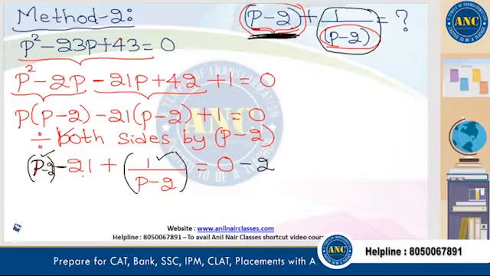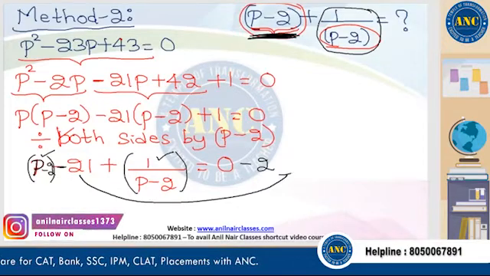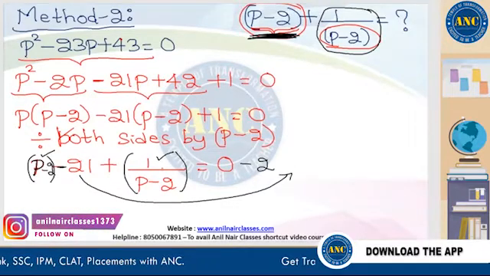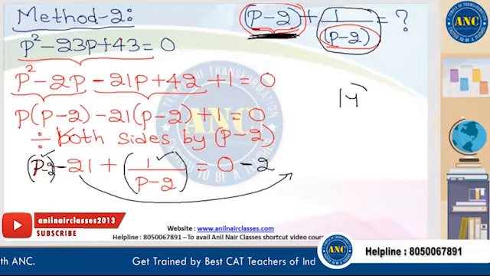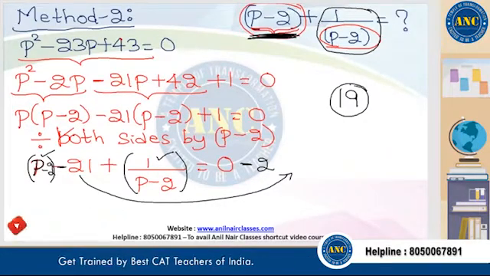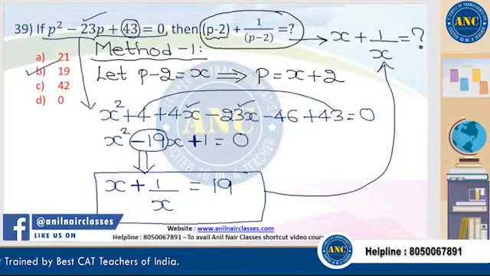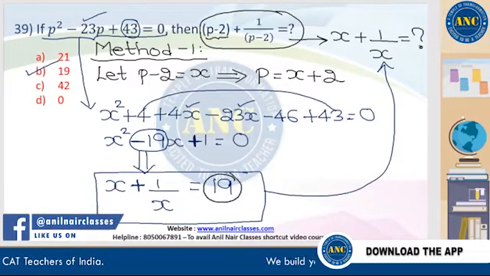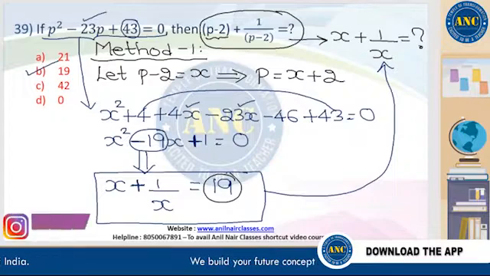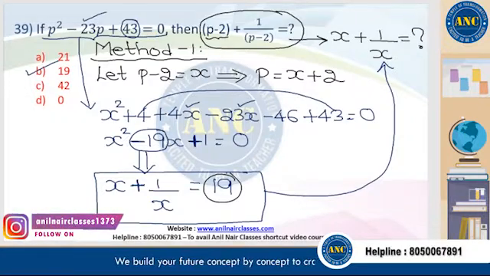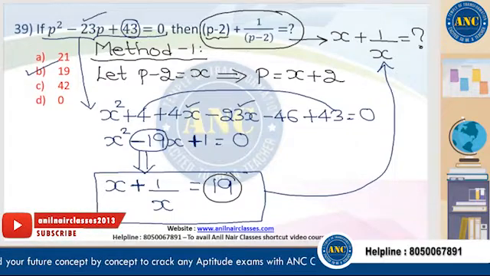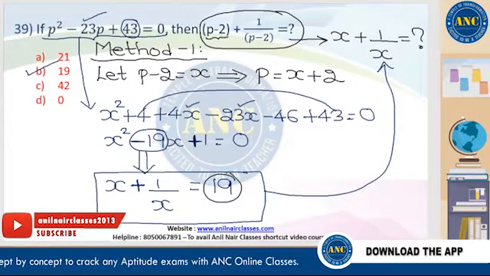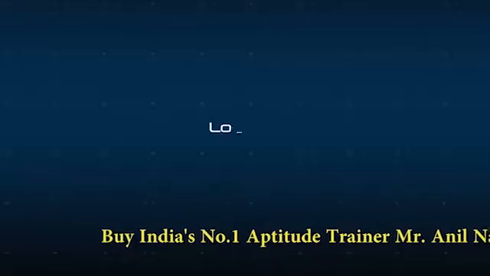This minus 21 I will shift to the right hand side. It becomes plus 21. 21 minus 2. The answer for this question will be 19. Either apply method 1 or apply method 2, you will finally end up with the same answer, 19. And that is what the answer is for question number 29. I hope the idea is very clear for every student who is listening to this particular video.